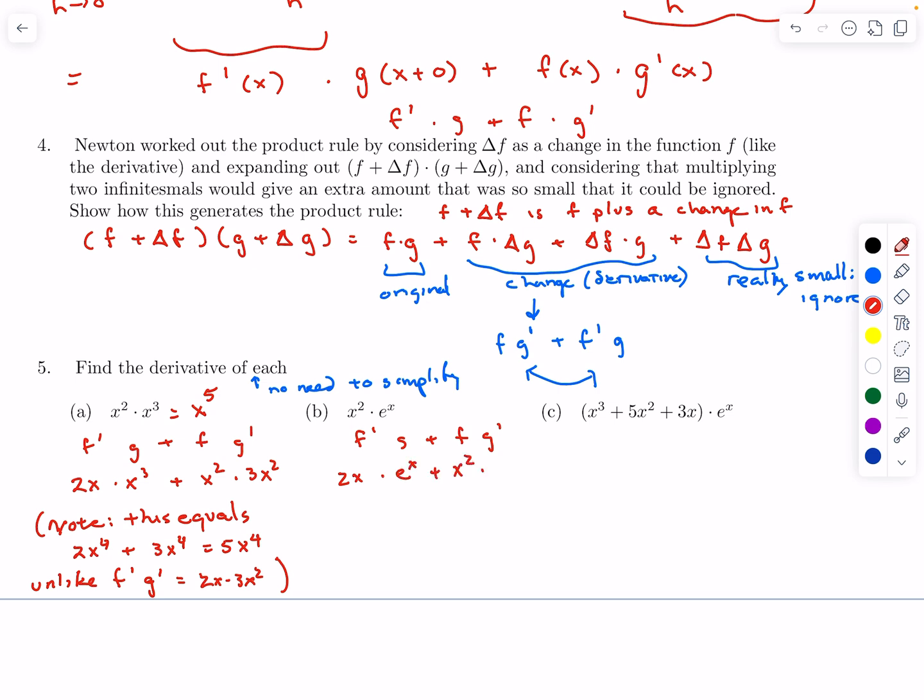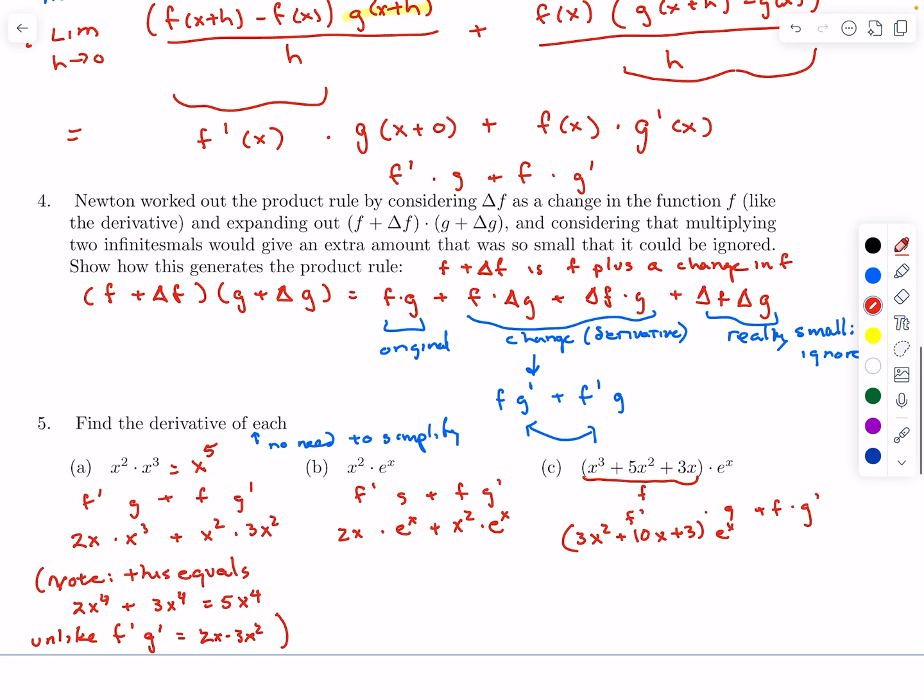Remember, e to the x is its own derivative. There you go. All right. This whole first chunk is f. So f prime is... Okay, let's see if we can stuff that in. G prime is e to the x still. Okay, good thing we don't need to simplify it.